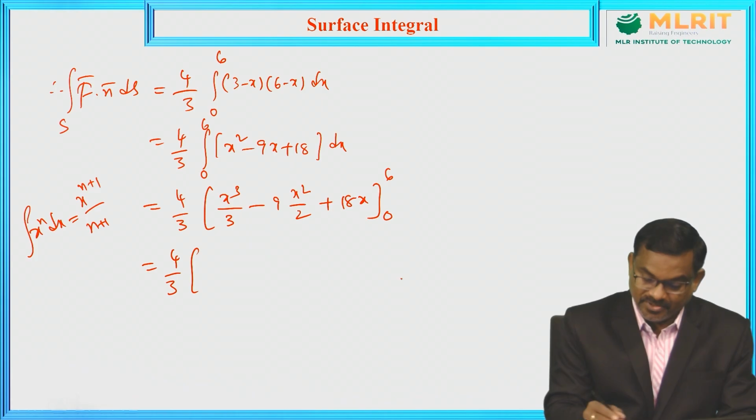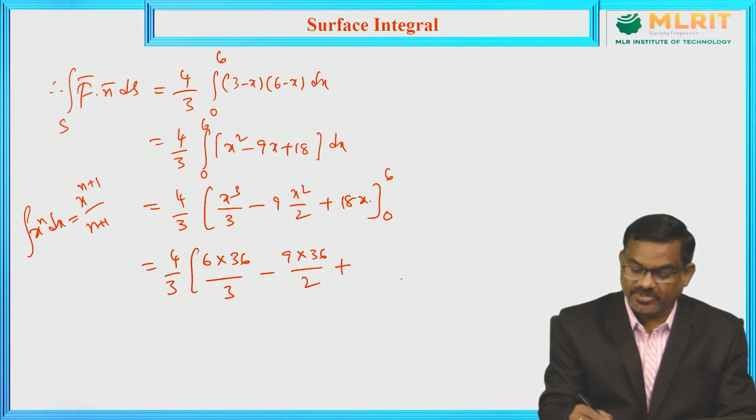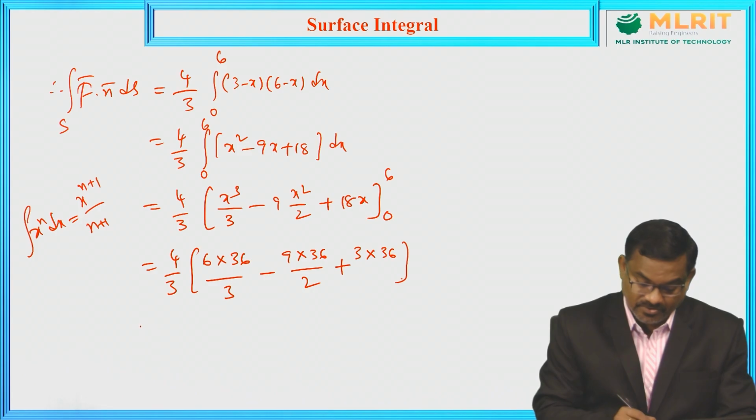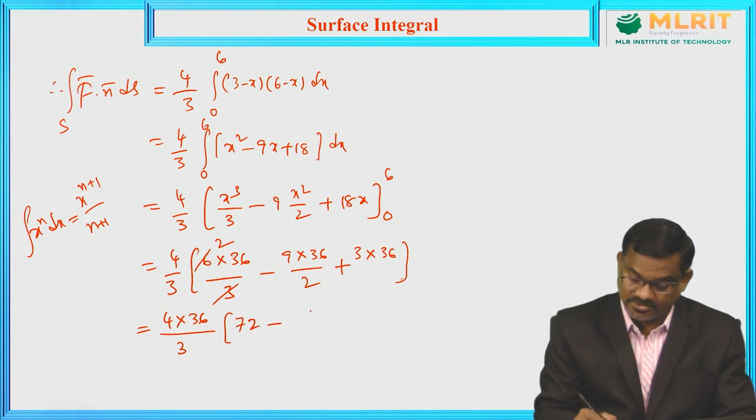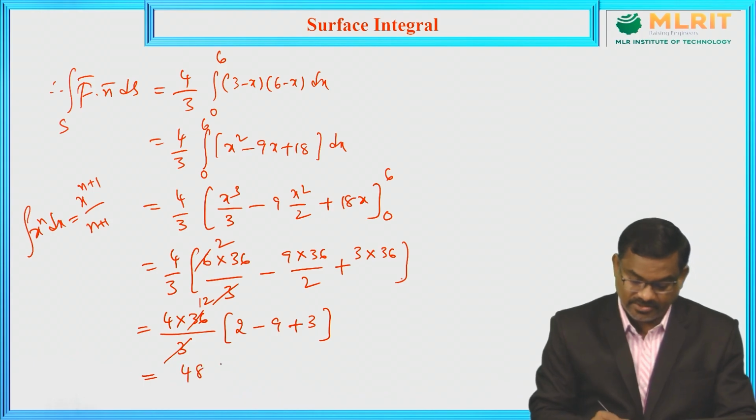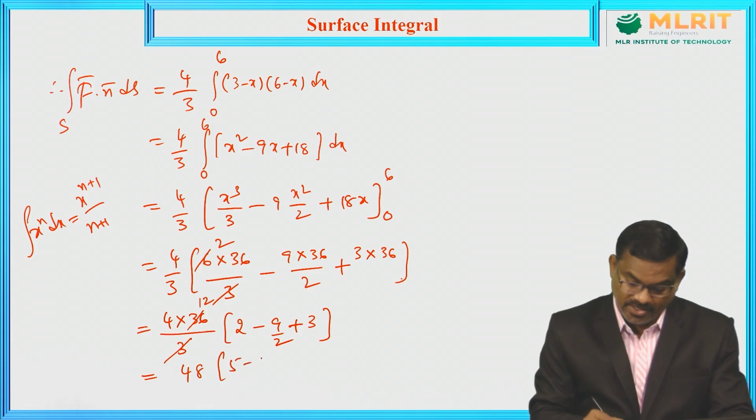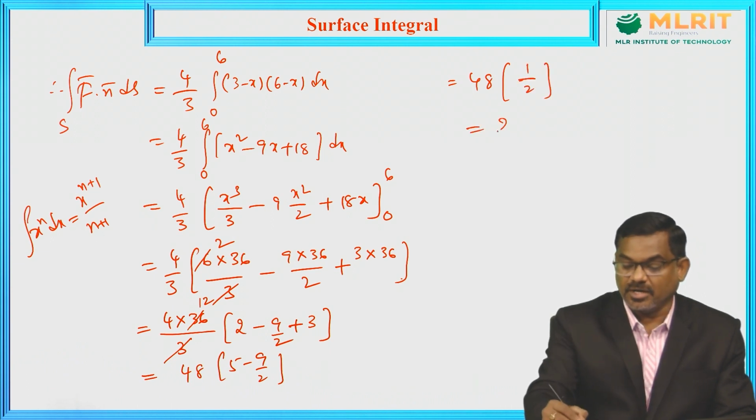So 4 by 3 into 6 cube. I can write it as 6 into 36 by 3 minus 9 into 36 by 2 plus 18 into 6. I can write it as 3 into 36. So we can take this 36 out, and this is 2 times. So 4 by 3 into 36, this is 2 minus 9 by 2 plus 3. So this is 12 times. 4 into 12, 48. So here by 2 is there. So 5 minus 9 by 2, which is 48 into 10 minus 9, 1 by 2. So the answer is 24.